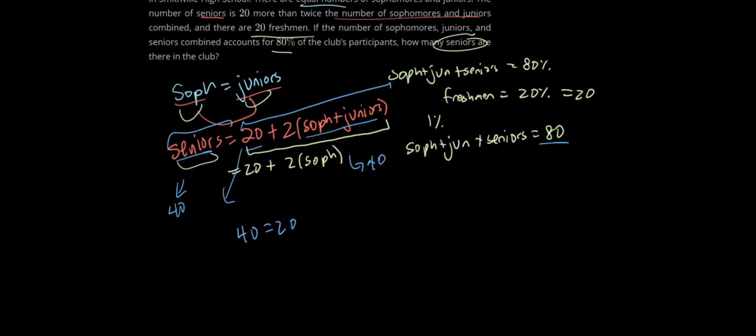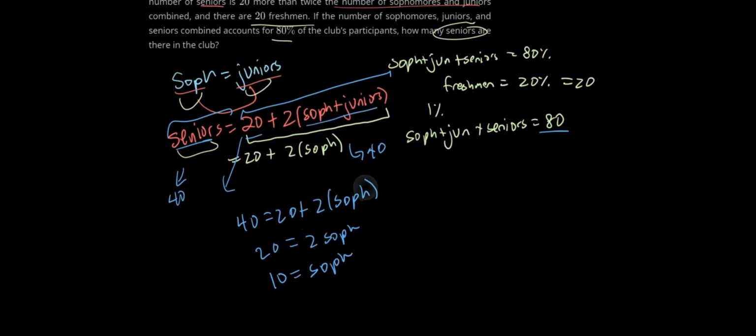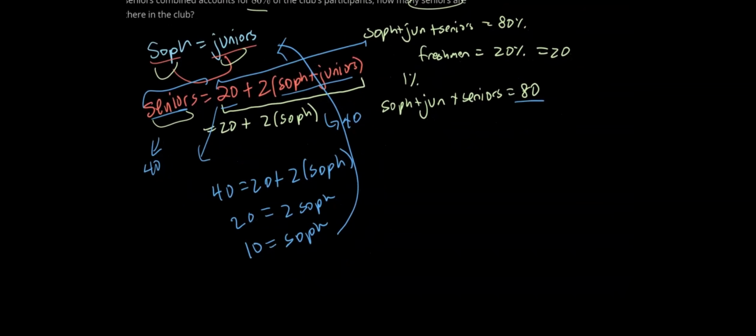So 40 is equal to 20 plus 2 times the sophomores, right? That means we get 20 is equal to 2 soph. Therefore, 10 is equal to sophomores. And that means that 10 is also equal to juniors because juniors is equal to sophomores. So now we know that the sophomores and juniors make up 20. Therefore, the seniors are equal to 60, because the total is 80.